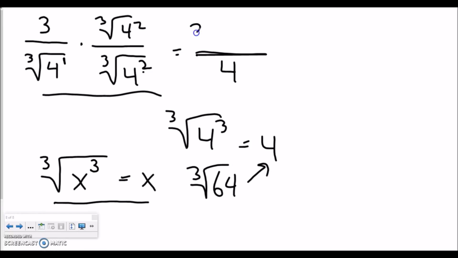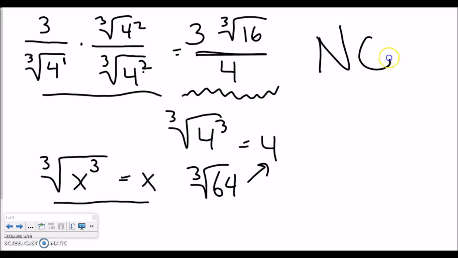Our numerator, the process is the same. Since the 3 is outside of the radical, it just stays outside. And it's up to you. Do you want to write 4 squared, or do you want to write 16? I do not care. Does anything in this fraction reduce? No. The 16 is inside the radical. The 4 is outside. This is my final answer.